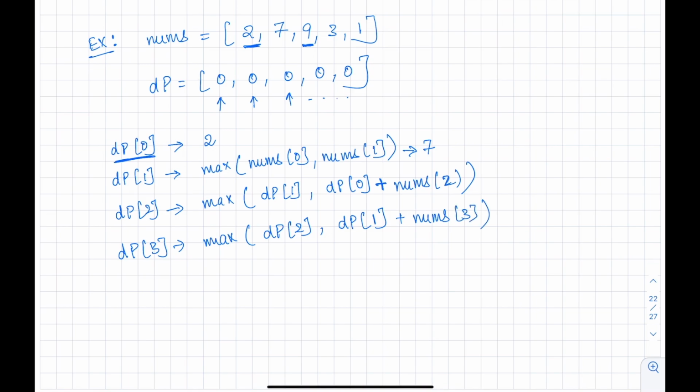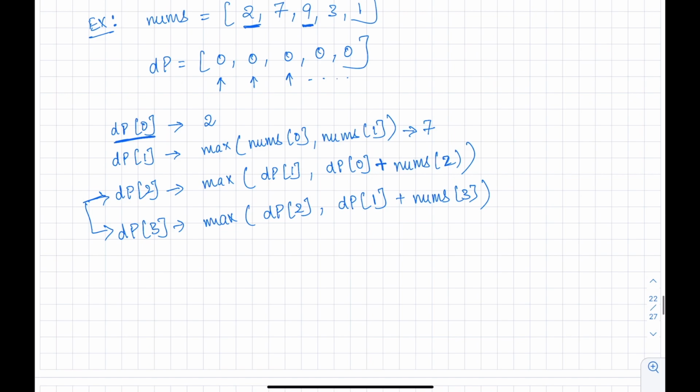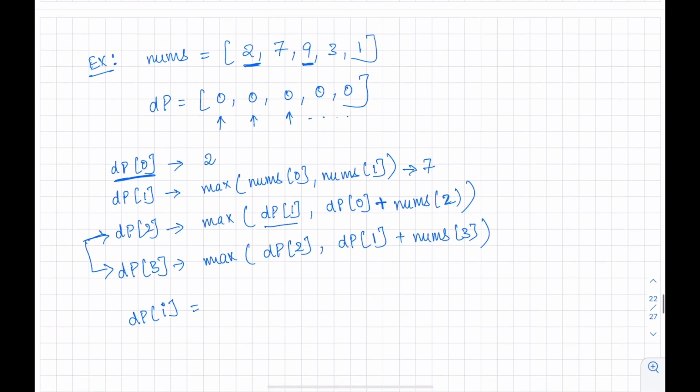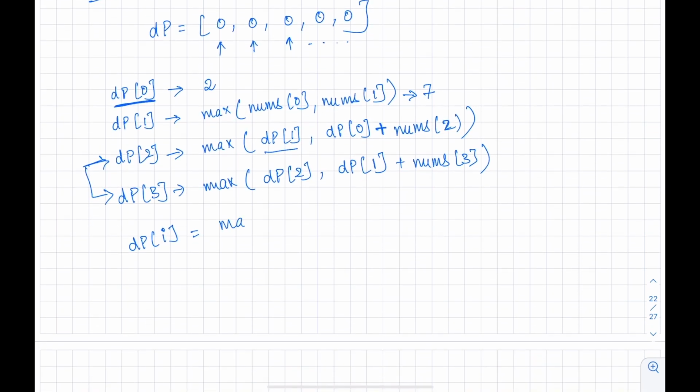So if we carefully observe this DP of 2 and DP of 3, we can clearly see the corresponding values. So if we wanted to find for any number of houses what is the maximum amount of money that can be robbed, we can use this formula. DP of I is equal to maximum of DP of I minus 1.